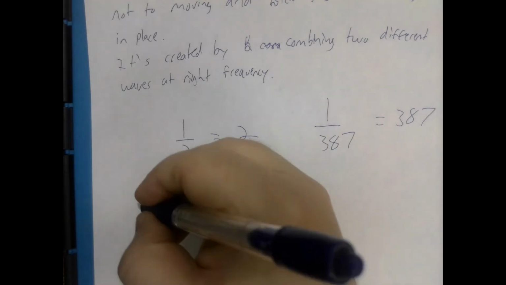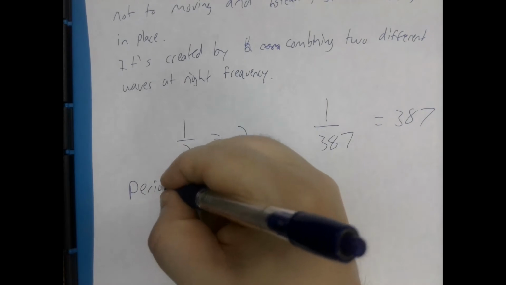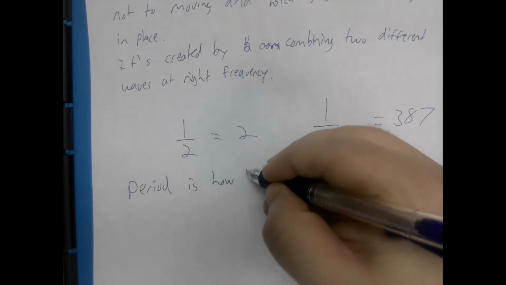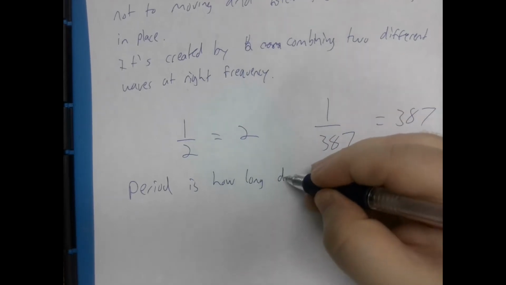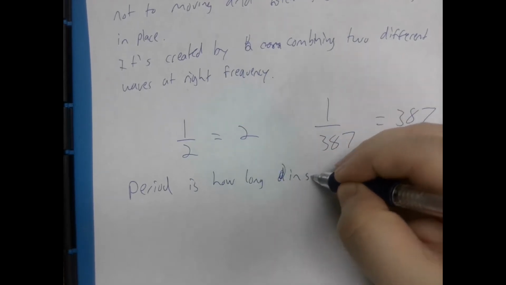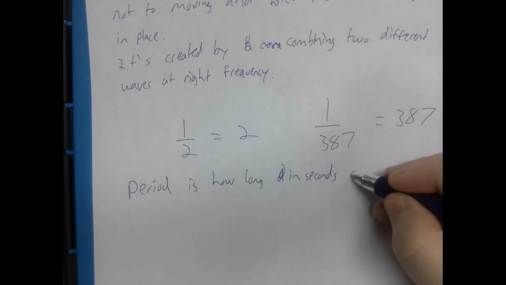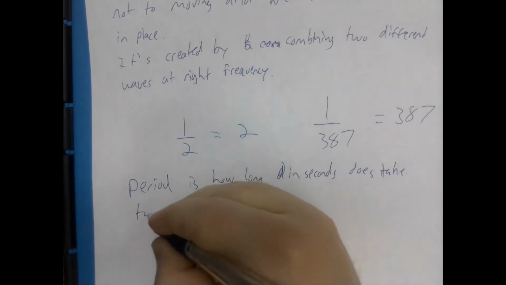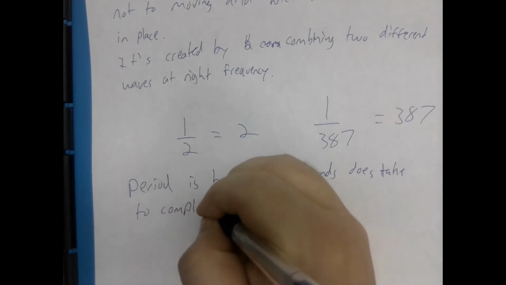So again, a period is how long, in seconds, does it take to complete one cycle.